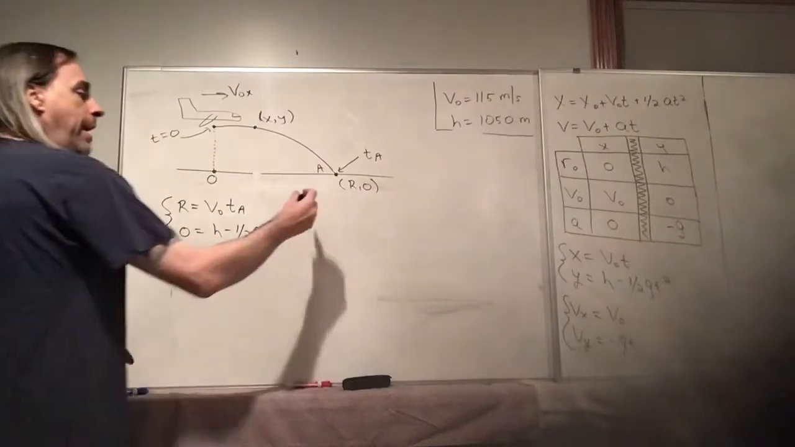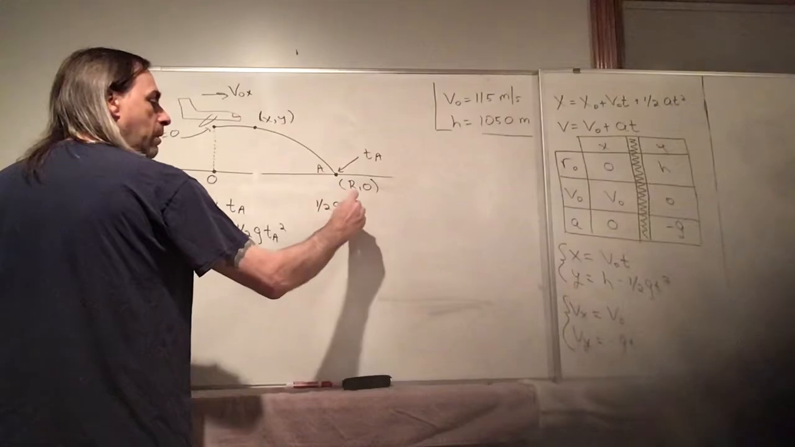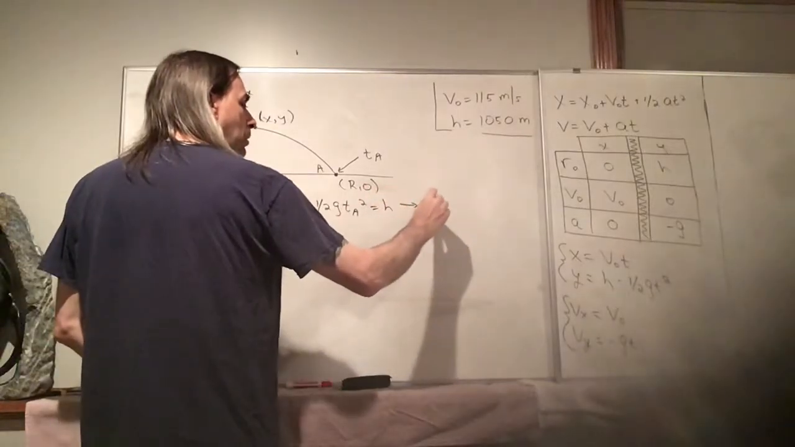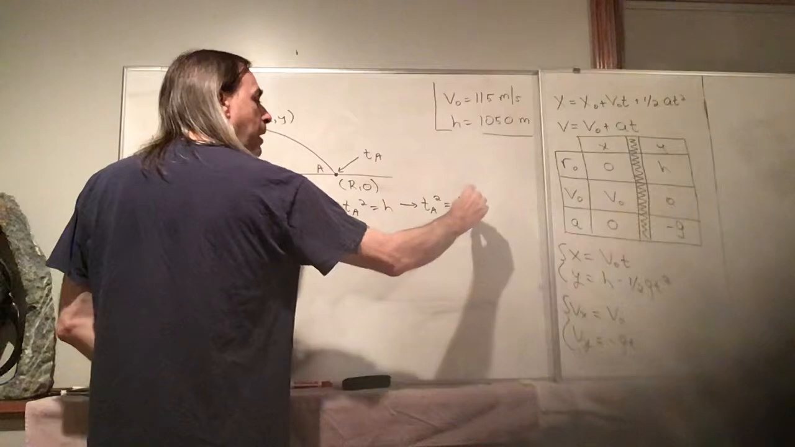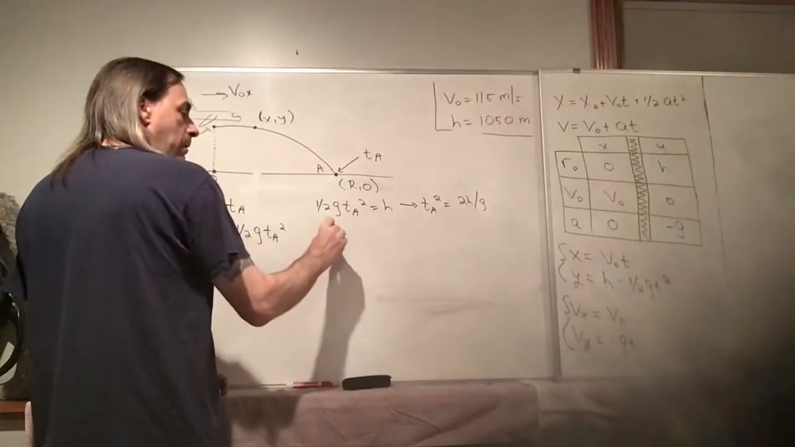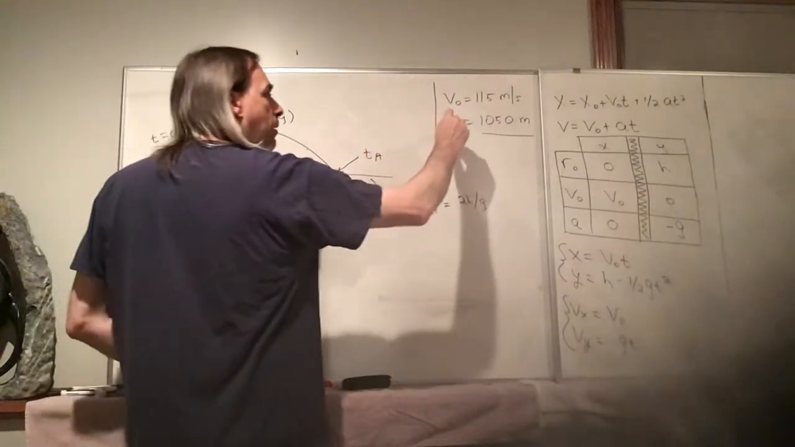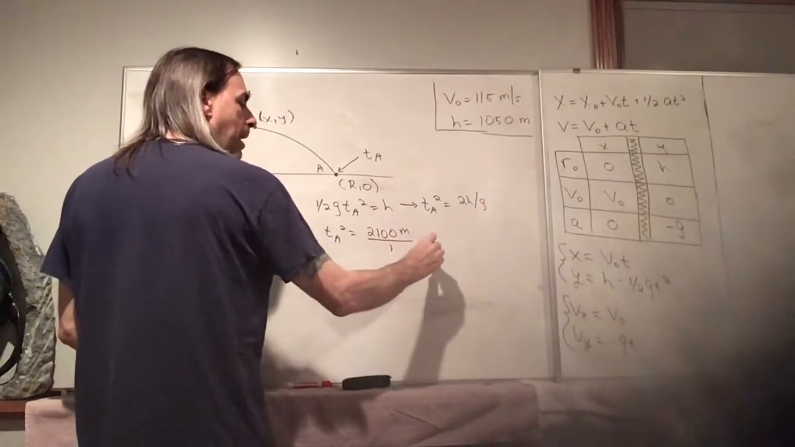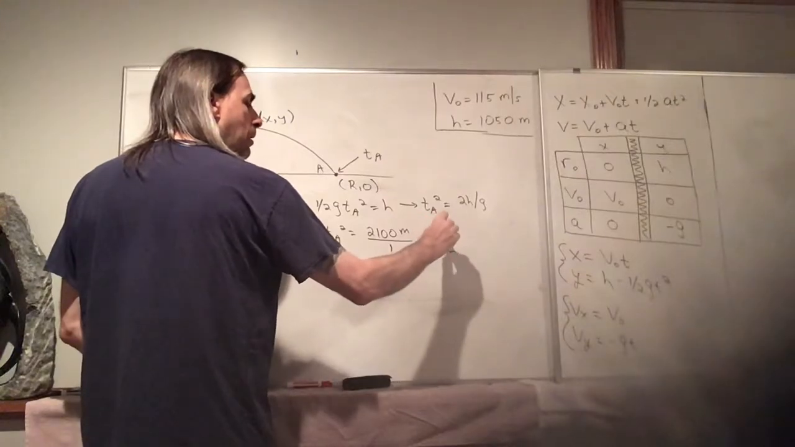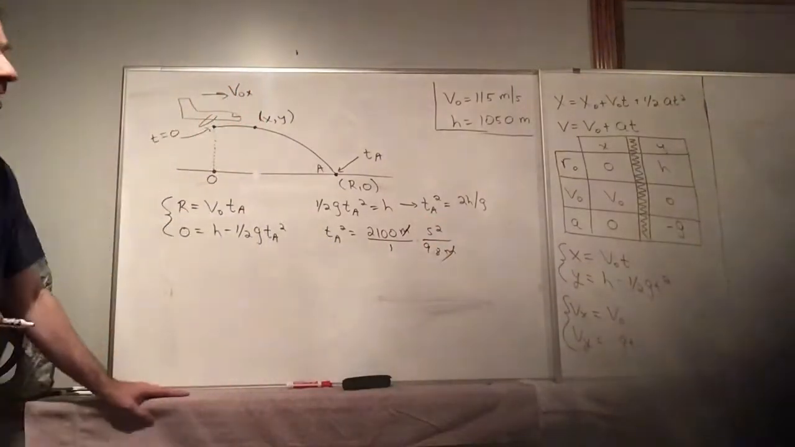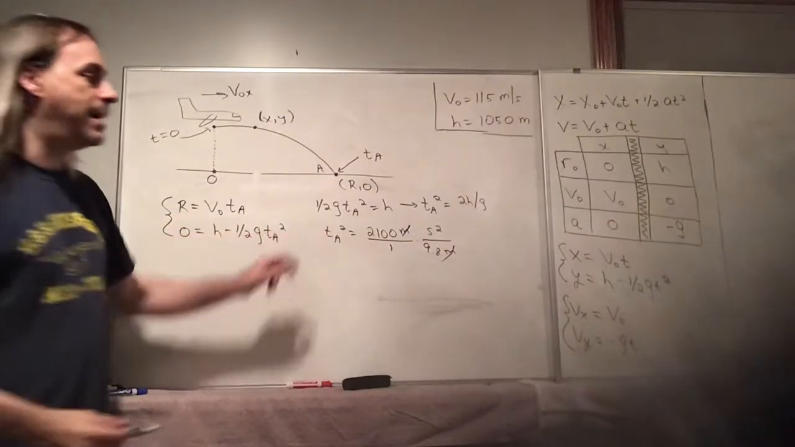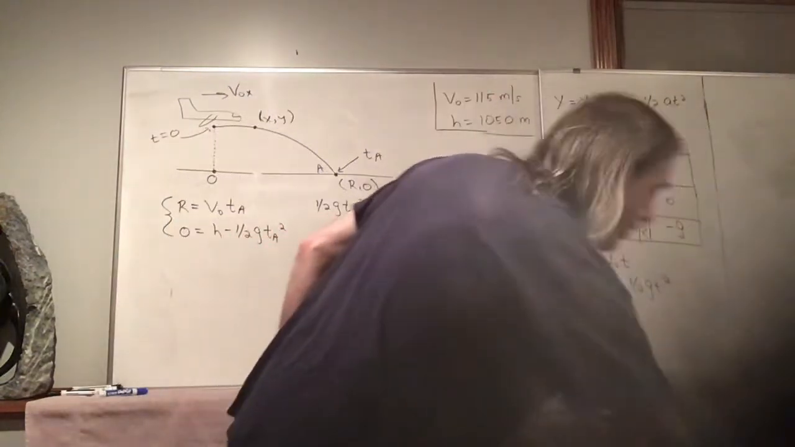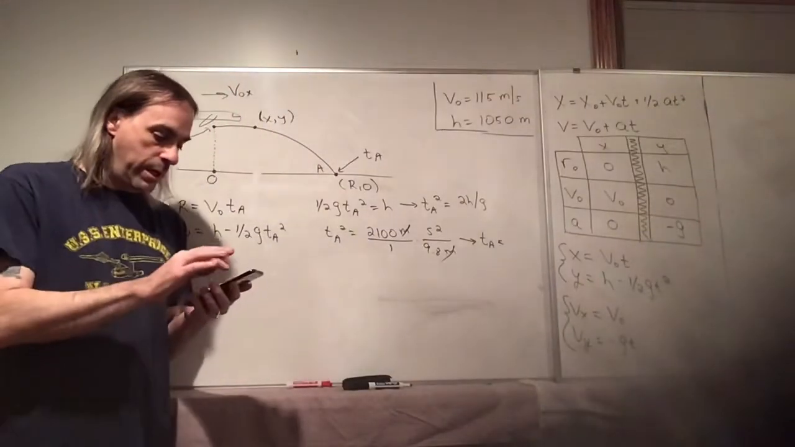But here we can write 1/2 g ta squared is equal to h. Or ta squared is 2h over g. So let's figure out what that is. We have 2h, so that would be 2,100 meters, divided by 9.8 meters per second squared. The meters cancel out, the units are seconds squared, and then to find time, we're going to take the square root. So we will get seconds. Okay, so let's see what we have here. 2,100 divided by 9.8.